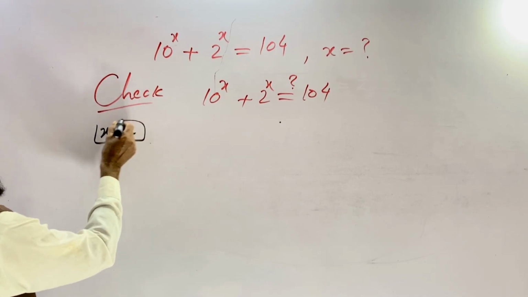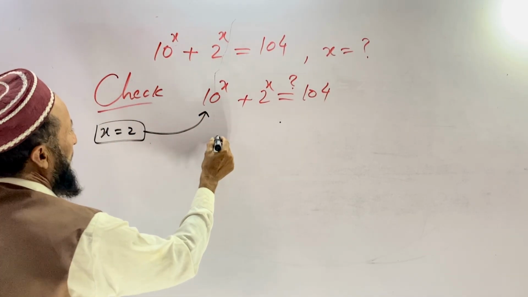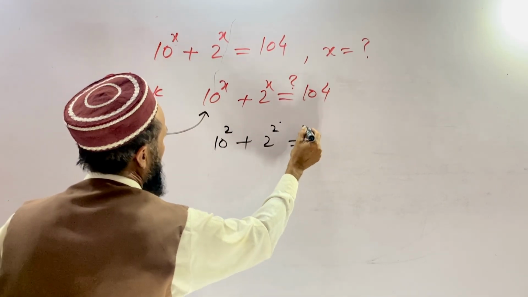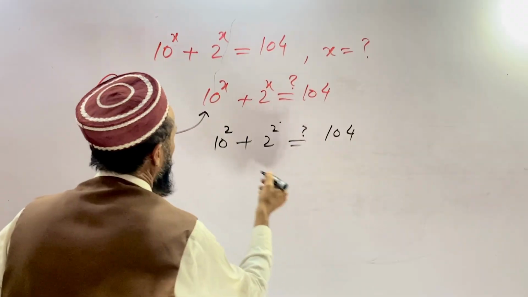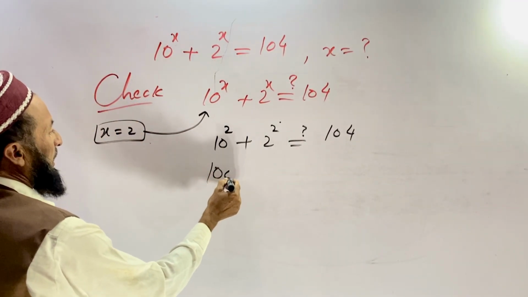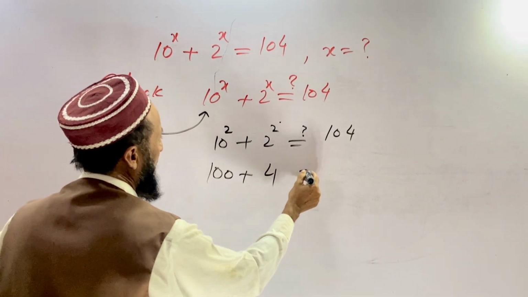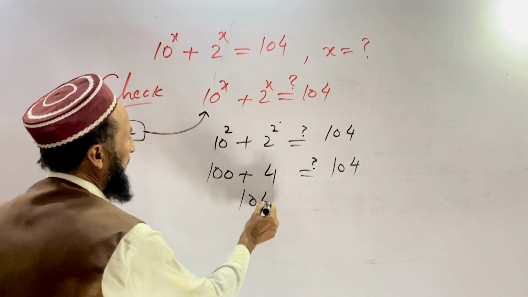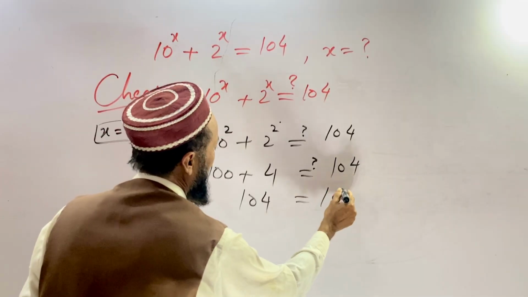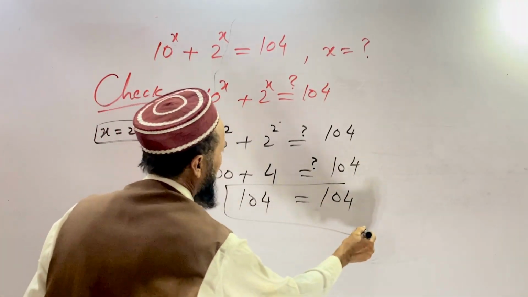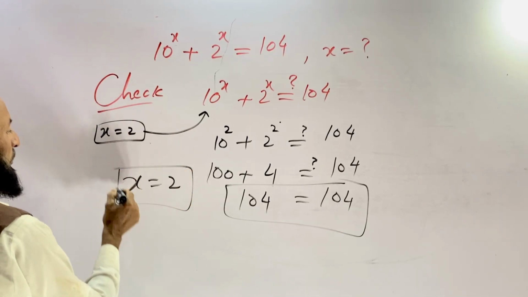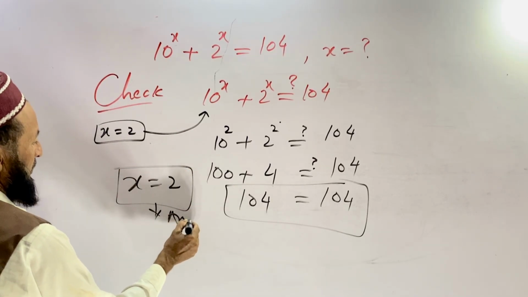Now we substitute this result and replace x with 2. 10 square plus 2 square, is it 104? Now 10 square is 100 plus 2 square is 4. If we add this result, 104 is equal to 104. So both are equal, which means our solution is correct. x is equal to 2 is the answer of this question.